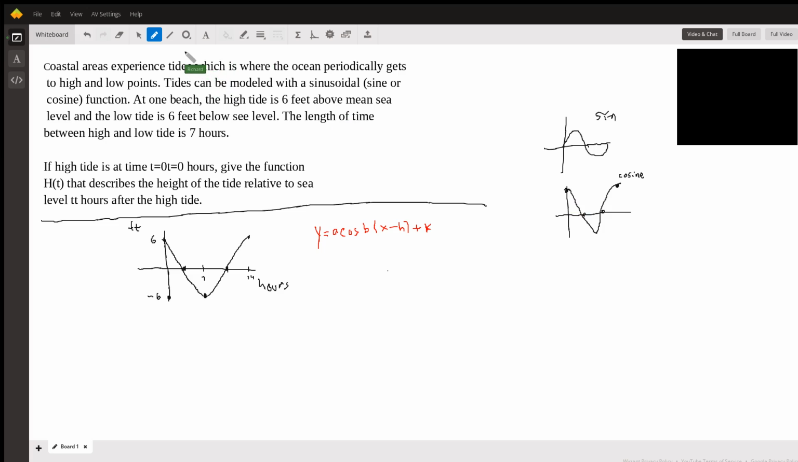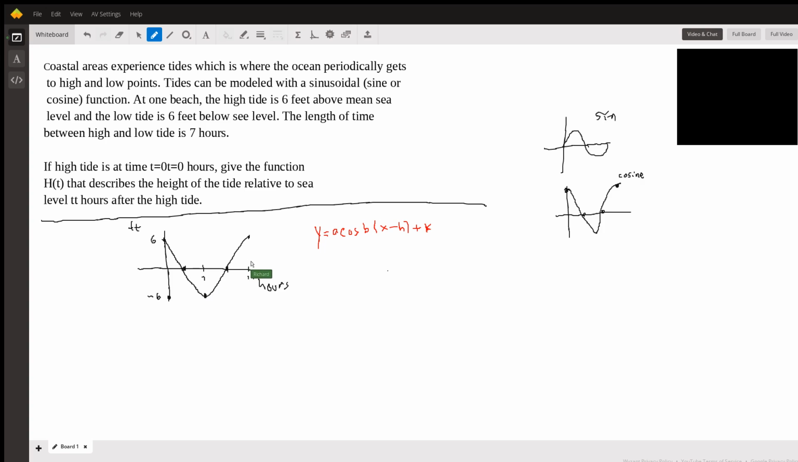So now let's look at the data points that were given in the word problem. We have high tide at 6 feet and low tide at -6, below sea level. Sea level in this problem would be 0 feet. It starts at a high tide, and then 7 hours later it's 6 feet below sea level. So sea level is here at the x-axis, and 7 hours later, it's 6 feet below.